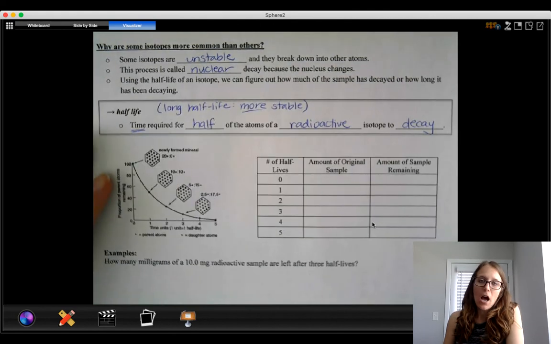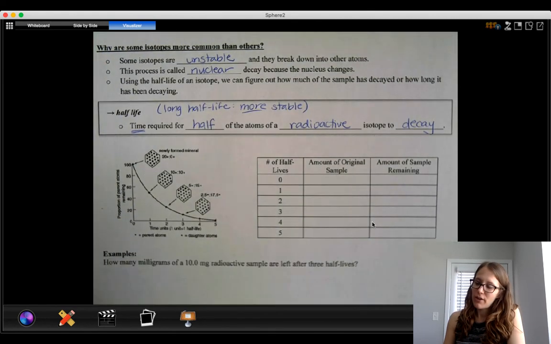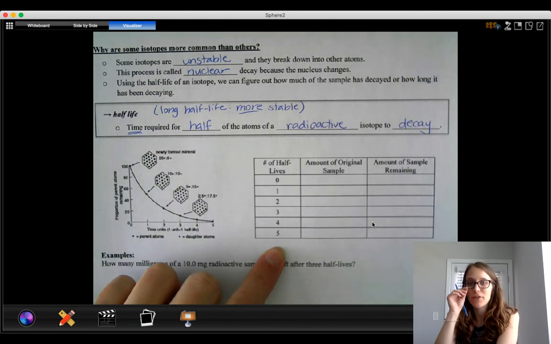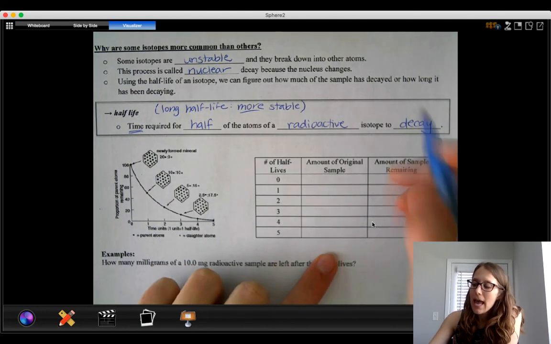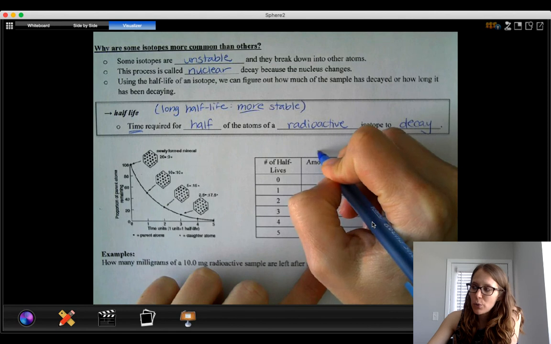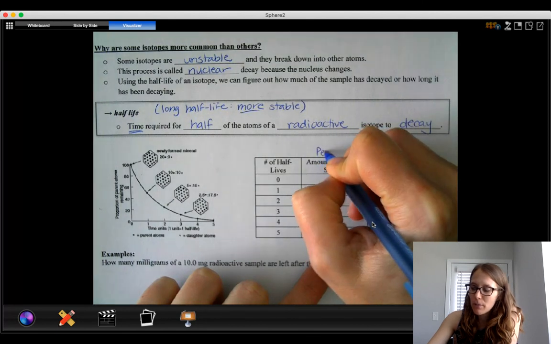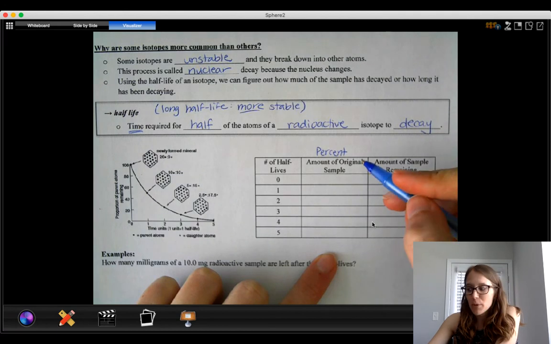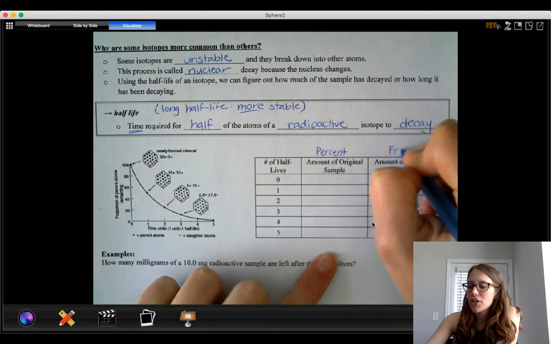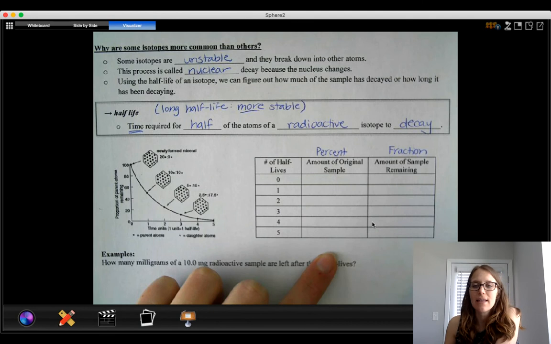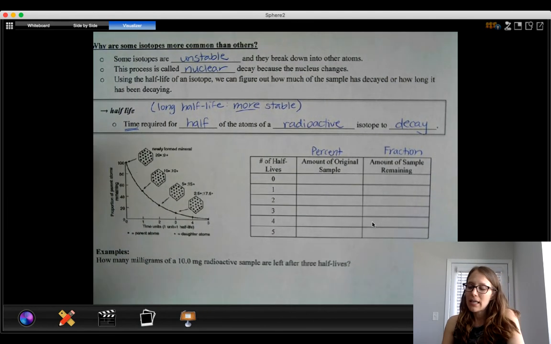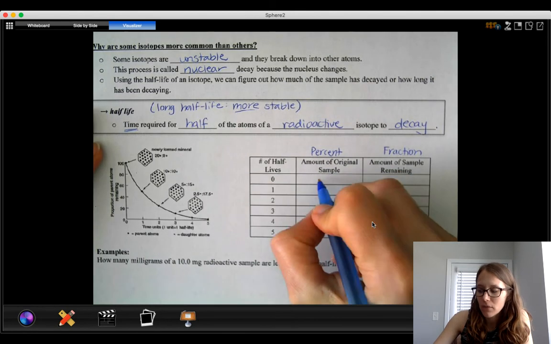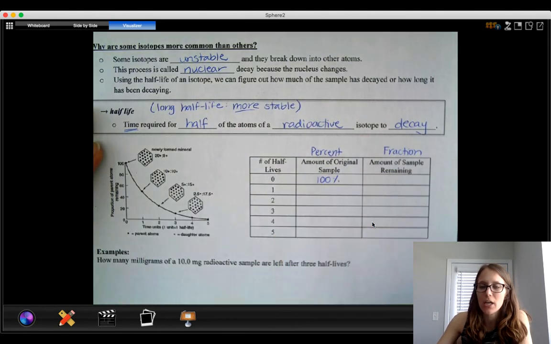Okay. All right. For this, we're just going to fill in this little chart. So looking at, as time passes, as half-lives go by, how much is left over. And I'm going to break this down into two things here. I'm going to do percentage, so how much of the original sample is left as a percent, versus fraction. So it's just two ways of writing the same thing. At the beginning, when no time has passed, I have 100% of my sample. Right? So 100% of my sample is radioactive.